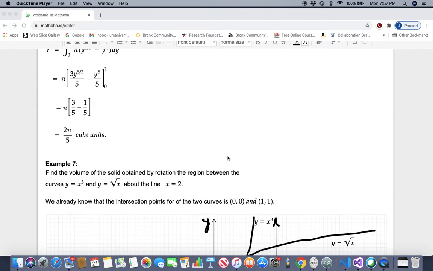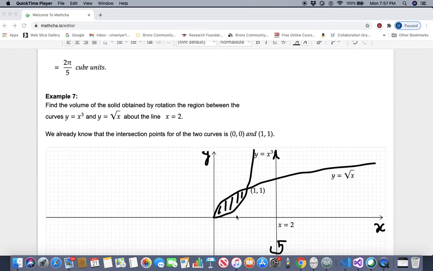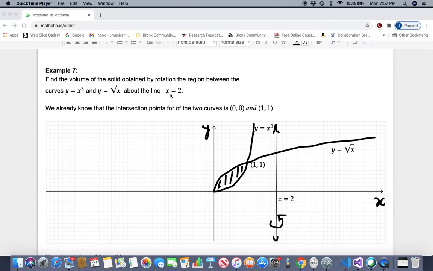Now here is another setup. Find the volume of the solid. You take the same region and rotate it about the line x equals 2. Notice x equals 2 is the vertical line here. So now we are not rotating about the x-axis or the y-axis. We are rotating about this particular line. You take this region and rotate it about this line. We already know the points of intersection for these two curves, (0, 0) and (1, 1).